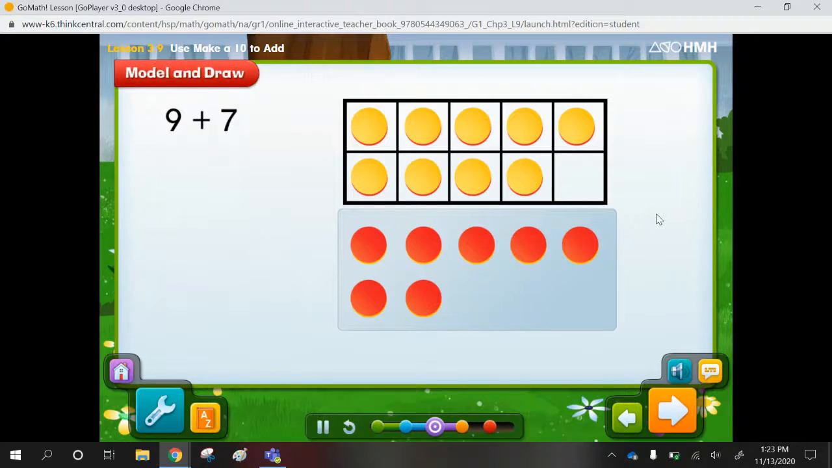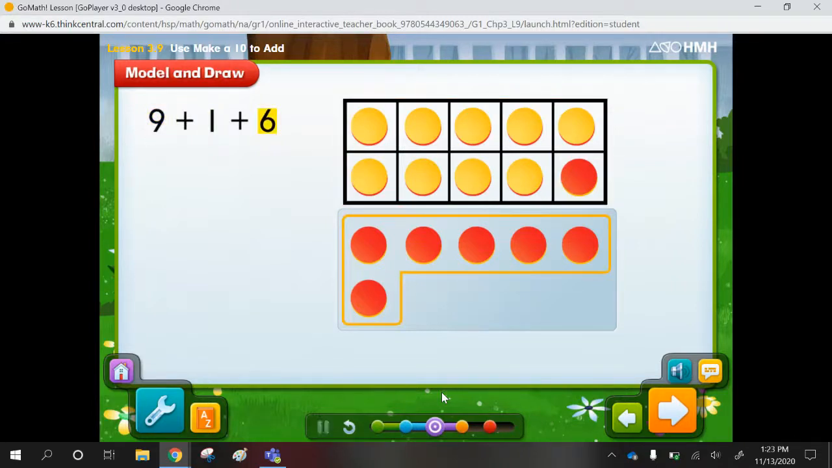How many counters do we need to fill the 10 frame? We need 1 more counter because 9 plus 1 is equal to 10. Let's break apart the 7 into 1 plus 6. Move 1 red counter into the 10 frame. We have the same number of counters. So 9 plus 7 is the same as 9 plus 1 plus 6.